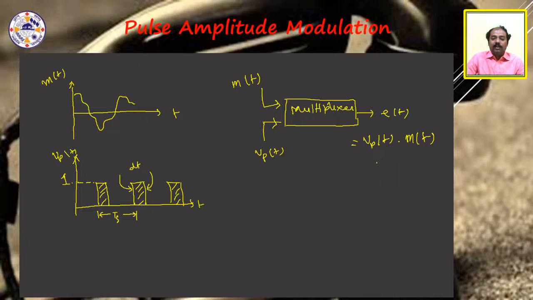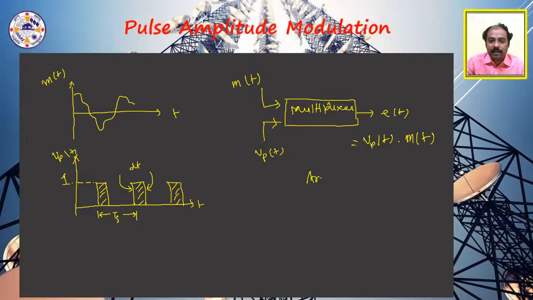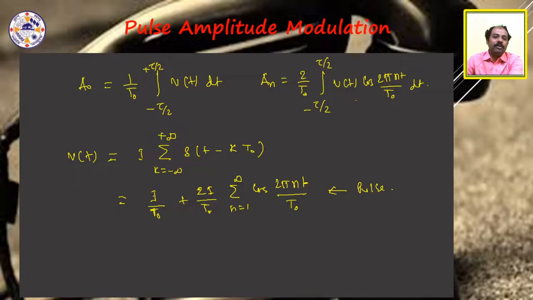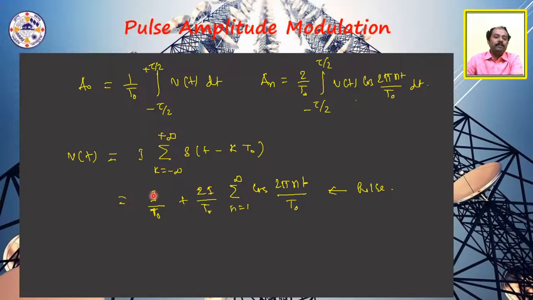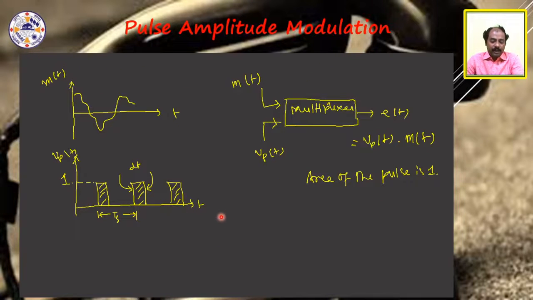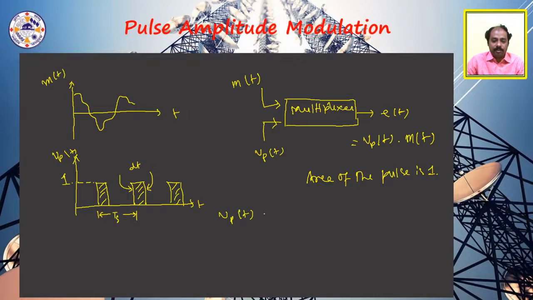Okay, so here the area of the pulse is 1. In our previous expression, we had considered I. You can remember that. Now I will replace I by 1 and I will replace T0 by Ts. Fine. So what would be the expression of v p t in our case? So v p t is equal to dt by Ts.